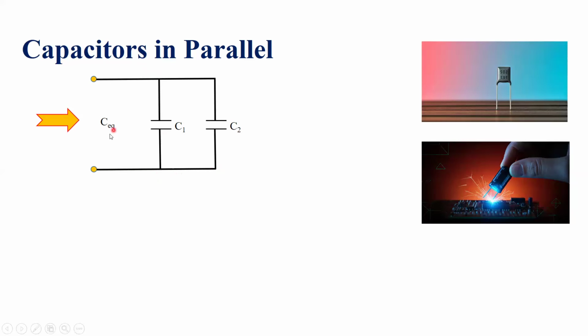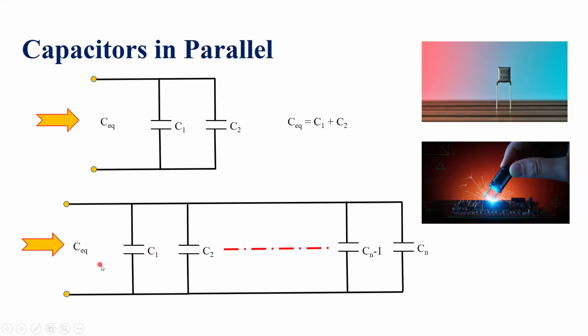In this case, we talk about calculating C equivalent. So simply C equivalent is equal to C1 plus C2. It is the same as when you add resistors in series. How about if there are n number of capacitors connected in parallel to each other?